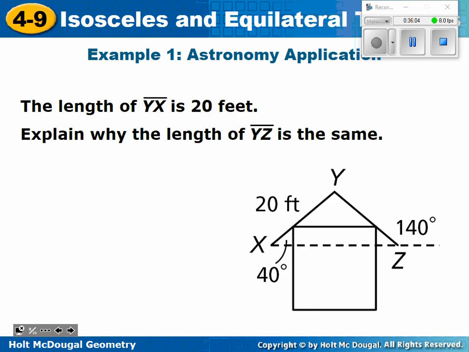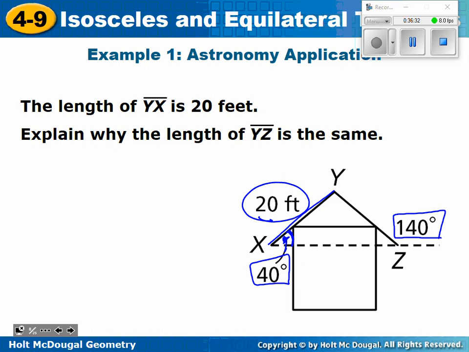It says the length of YX is 20 feet. If you look at the picture, YX is 20 feet. It says explain why the length of YZ is the same. So we're going to have to use some things we've learned before and use what we just learned. So let's start with, if this is 140 degrees right here, and we know this angle pointing to angle X here is 40 degrees.